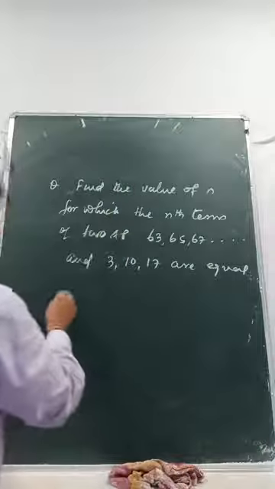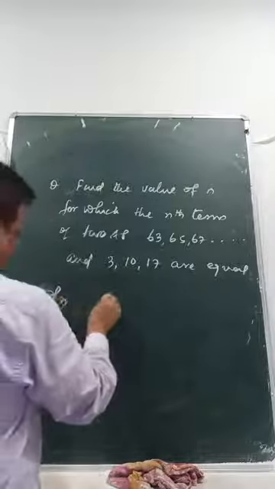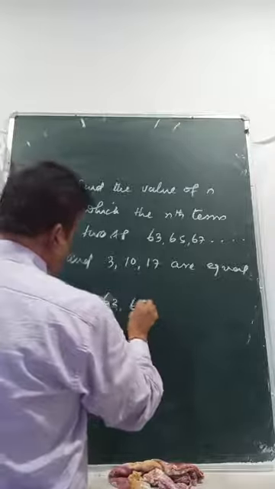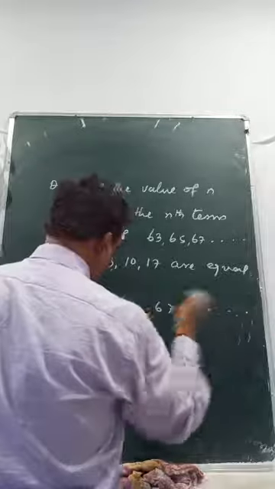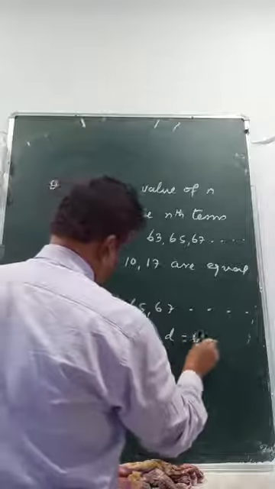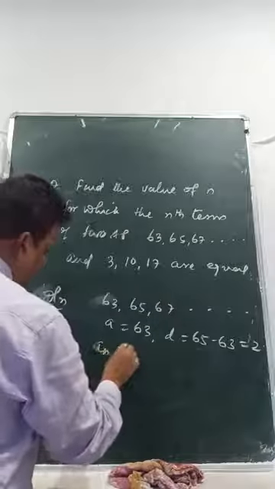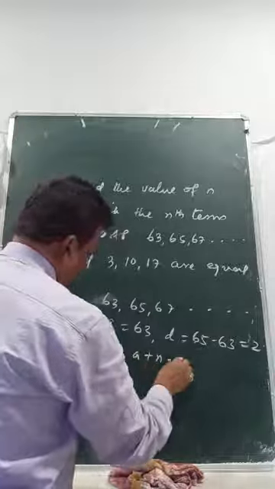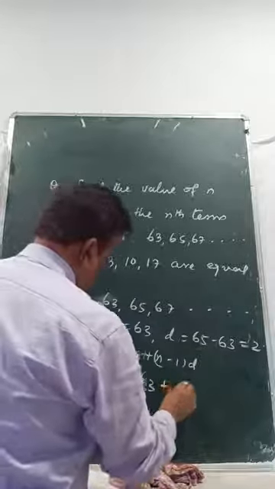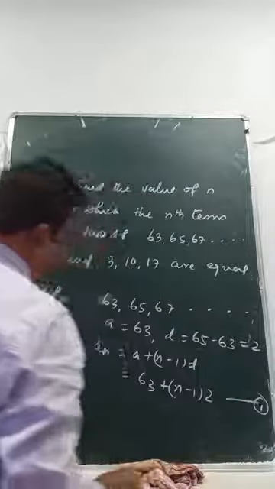Okay, first you see here 63, 65, 67 like this. So A is equal to 63, D equals 2. What is An? A plus n minus 1 into D, 63 plus n minus 1 into 2. Let's keep it like this.